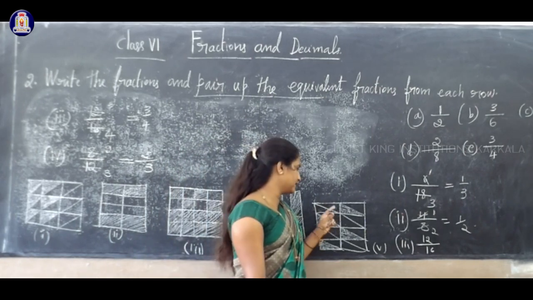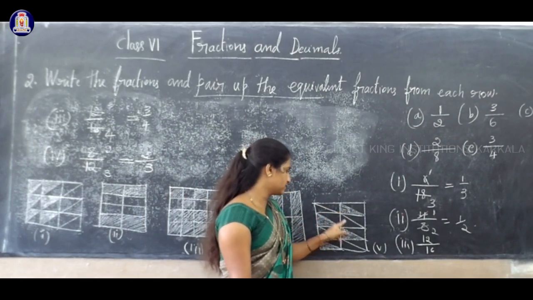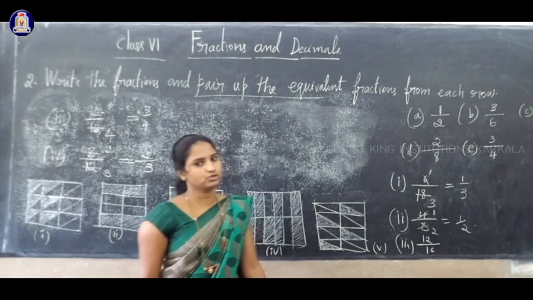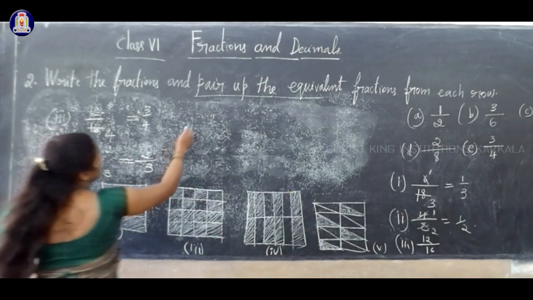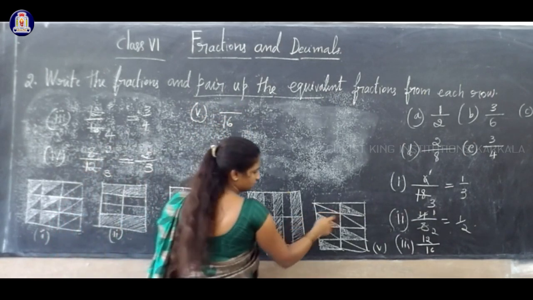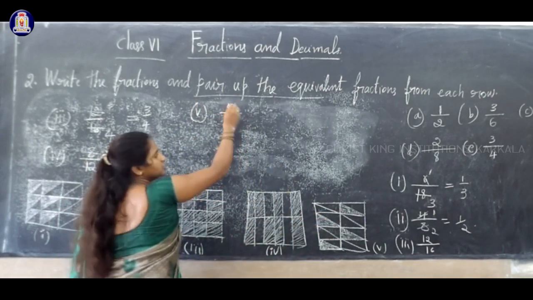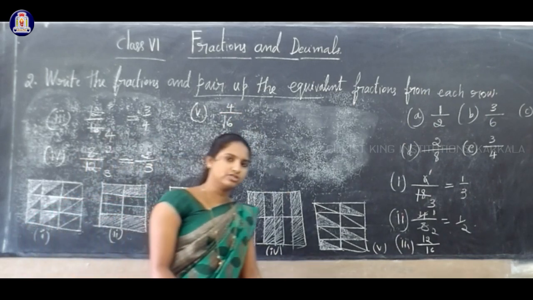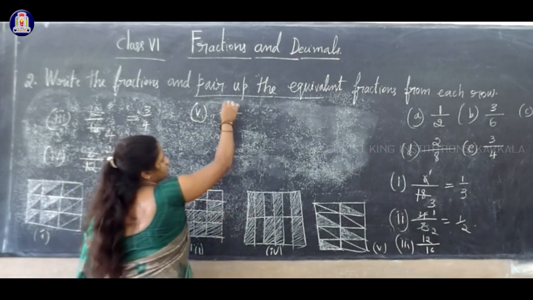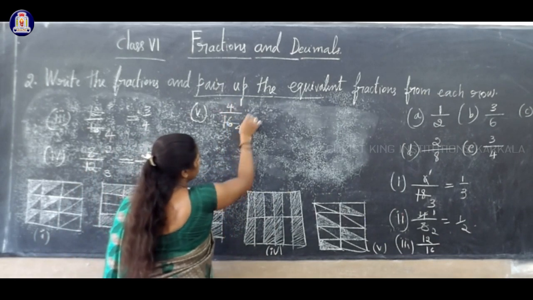The fifth figure is like this: 1, 2, 3, 4, 5, 6, 7, 8, 9, 10, 11, 12, 13, 14, 15, 16. Total 16 parts. In that 1, 2, 3, 4. Only 4 parts are shaded. So 4 and 16, which table divides? That is the 4 table. 4 divides, isn't it? Yes. So 4 ones are 4, 4 fours are 16.